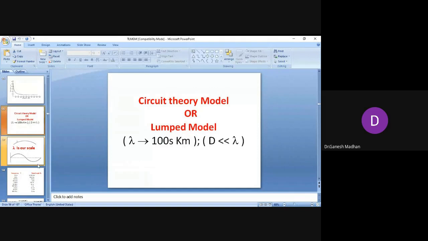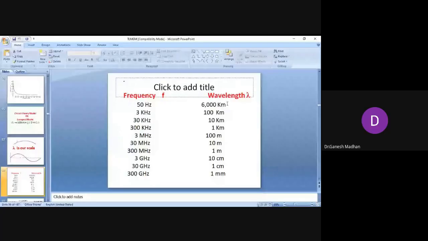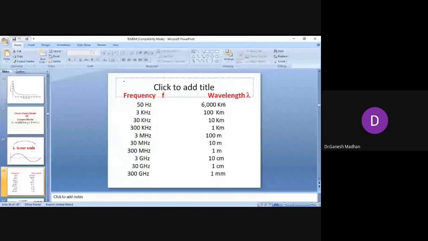You see here, lambda is our scale. For 50 hertz, the wavelength is 6,000 kilometers. So a 50 hertz line will become a transmission line when the length of the line is thousands of kilometers; then 50 hertz can also be considered as a transmission line.